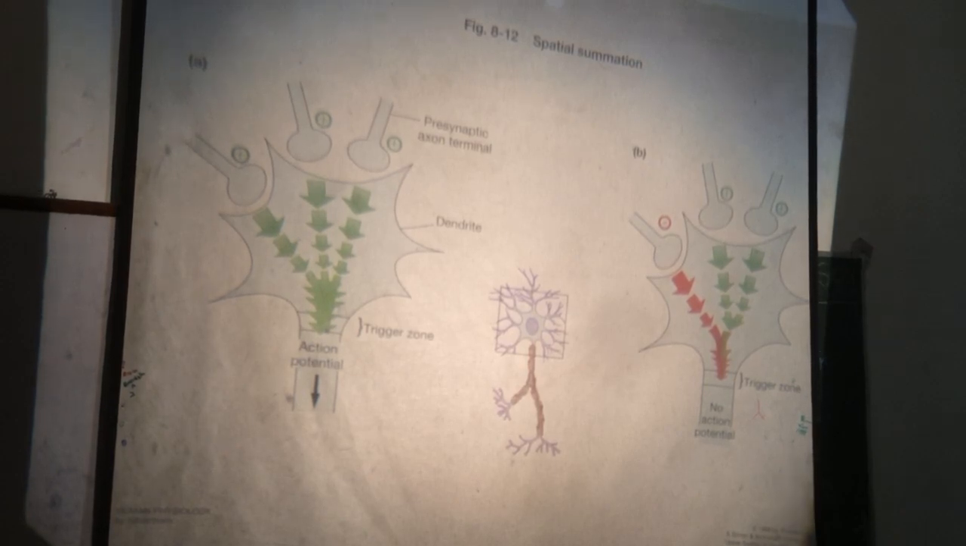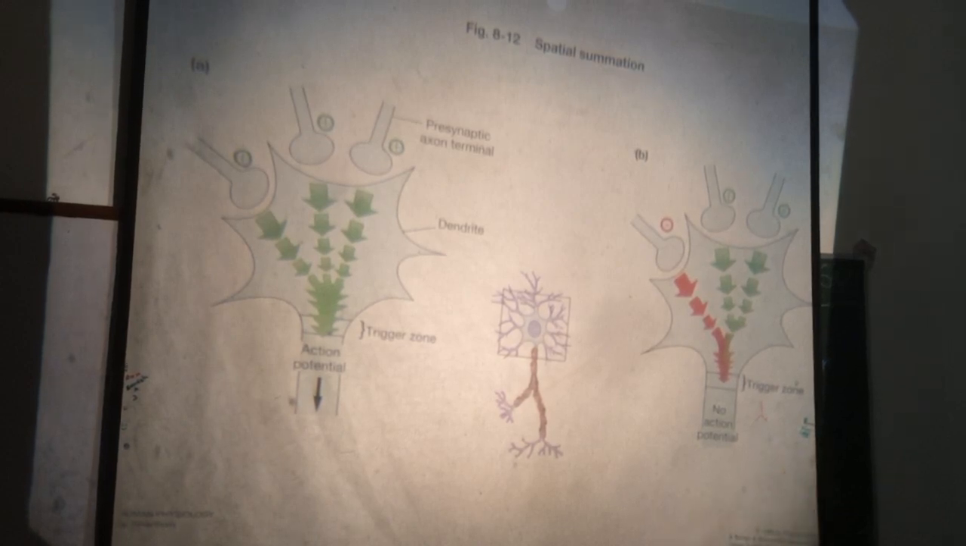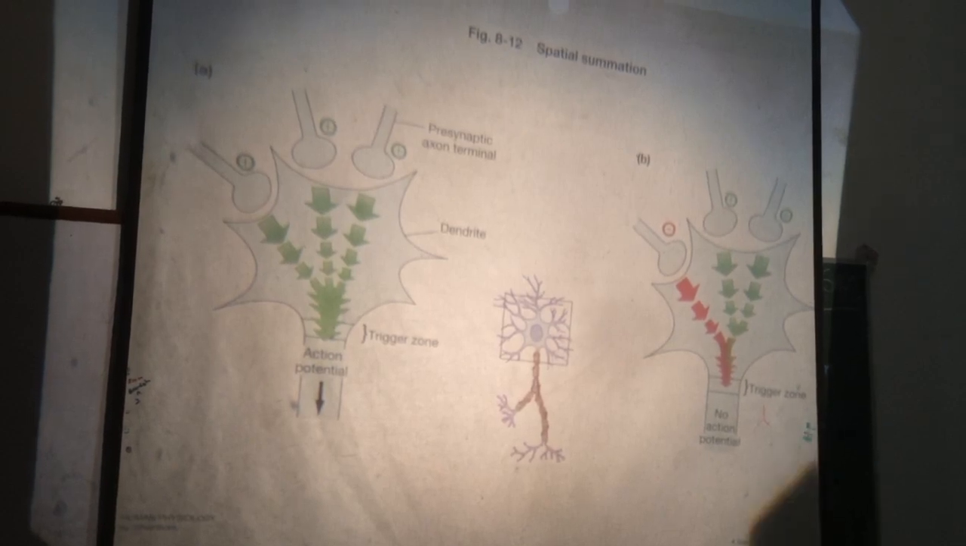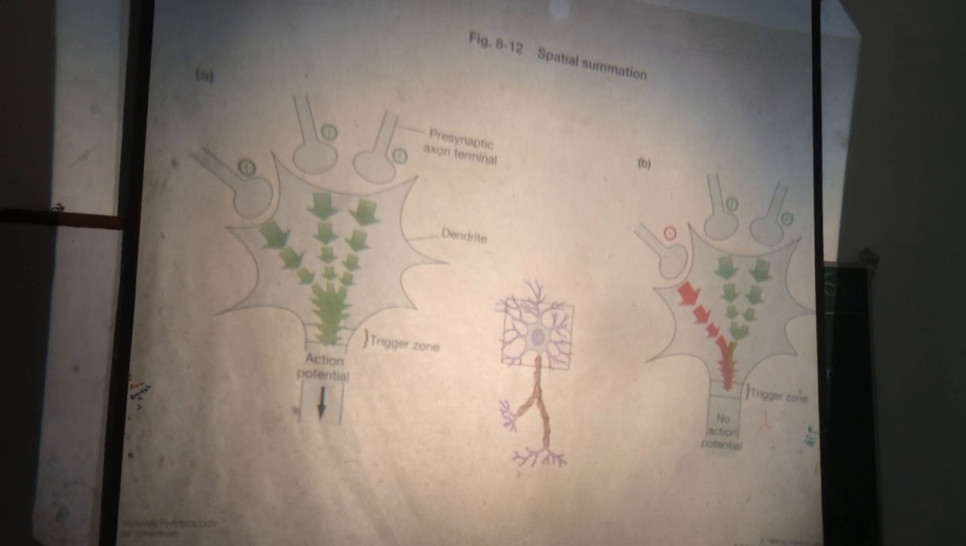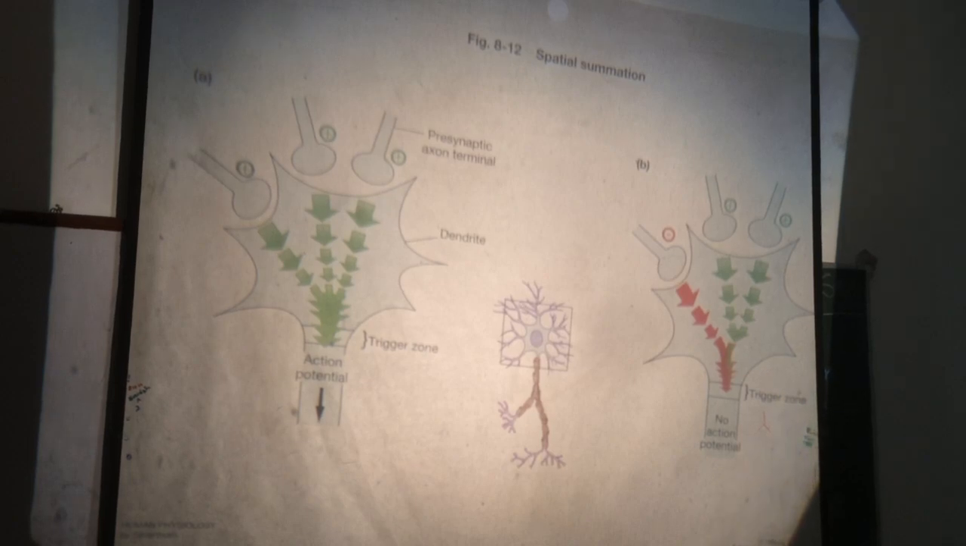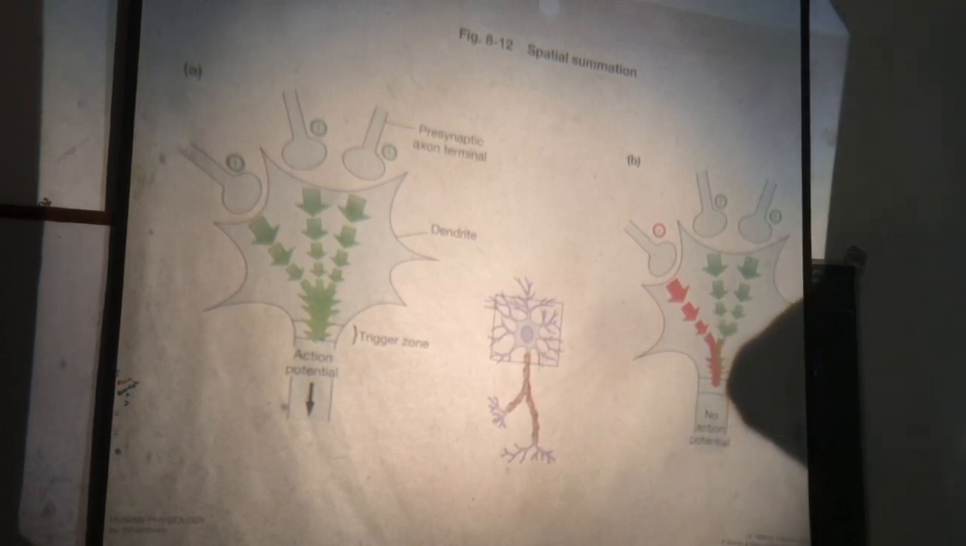Caffeine, theophylline. Caffeine is present in coffee in large quantity. Theophylline is present in tea. So caffeine and theophylline increase neuronal excitability by decreasing the threshold of excitation.